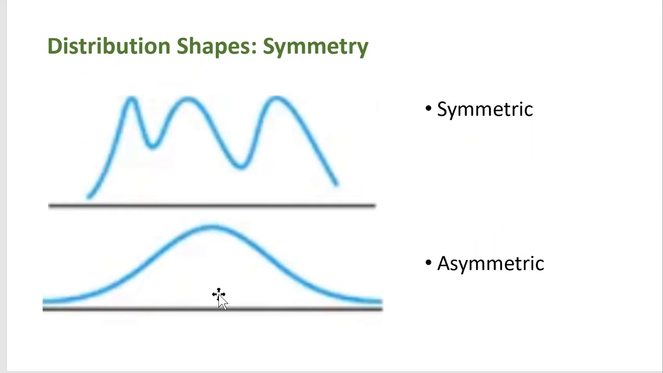Actually, I think these are switched around. The names are switched around. So the bottom one is symmetric and the top one is asymmetric, okay? Symmetric means if you cut it in half, then the left part is going to be a mirror image of the right side.